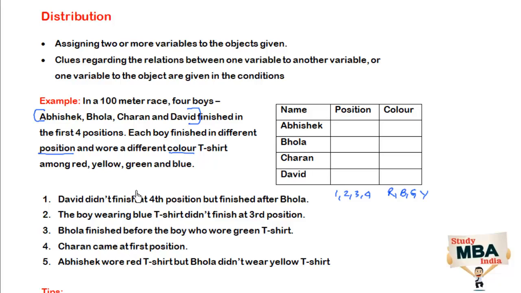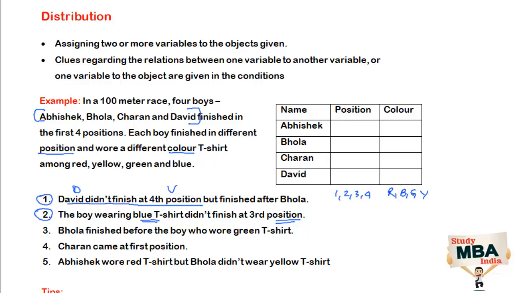For example, if I look at these particular conditions, then I can say that condition number 1 says that D didn't finish at 4th position but finished after B. So this part is actually a connection of one variable, that is position, with the objects, right? But if I look at the second condition, then here the color of the t-shirt, that is blue, which is one of the variables, is associated with the other variable, which is position. So this is the type of clues that are given in the conditions.